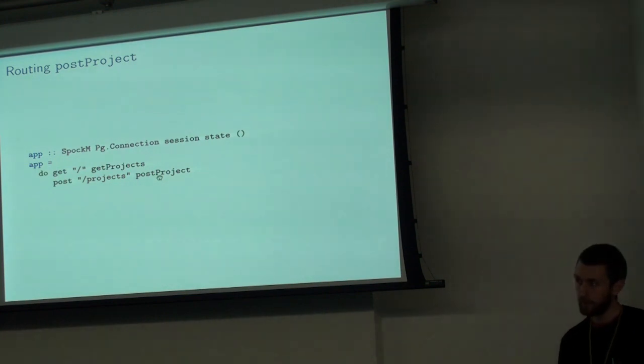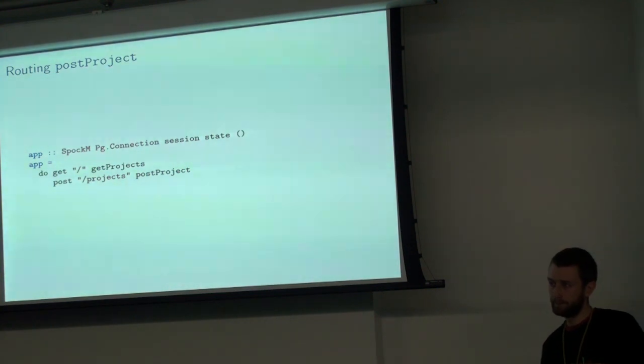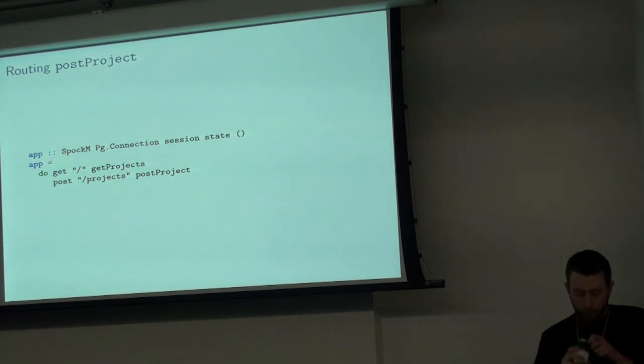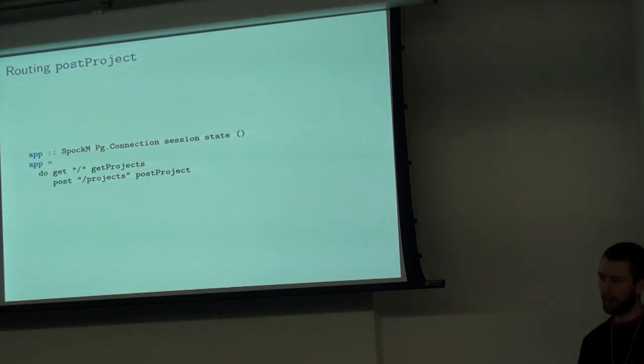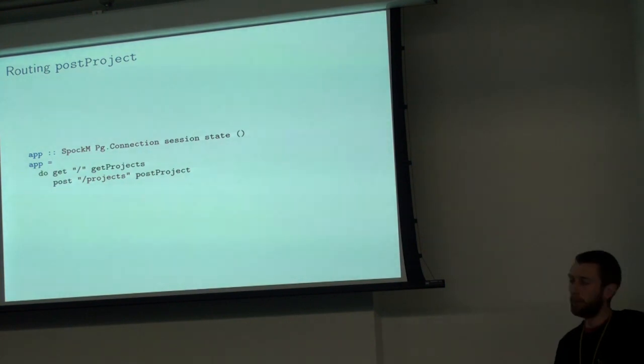Yep? Yeah, I was just wondering if Spock provides a function that gives all the post parameters instead of fetching all of them individually. It would be nice to have a list of all parameters. Yeah, there is params, I think, for that, which will basically give you back a list of pairs of post parameters and their values. But the same problem is going to apply, though. You don't know what's in that list necessarily, so you will still have to do some kind of parsing and failure handling. Yeah. But it might be easier because you can do it in a pure sense. Yeah, of course.